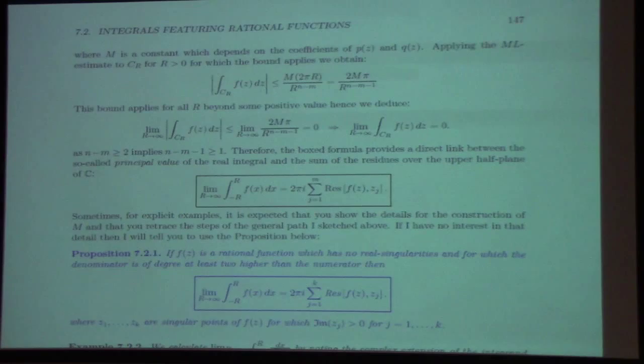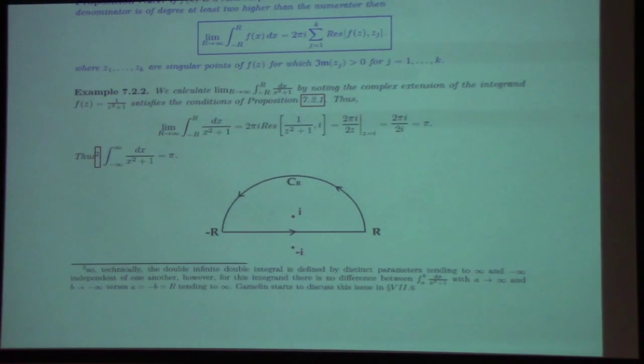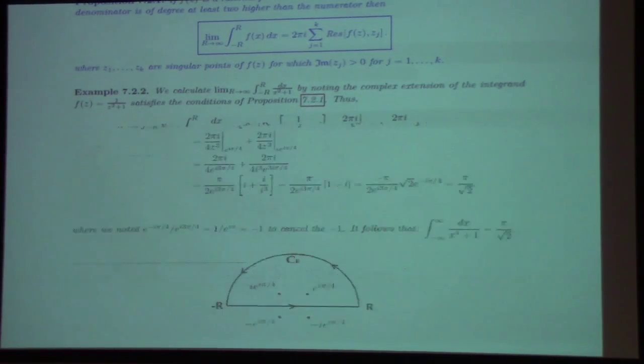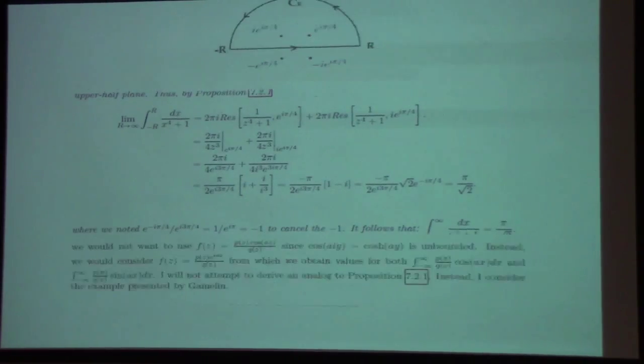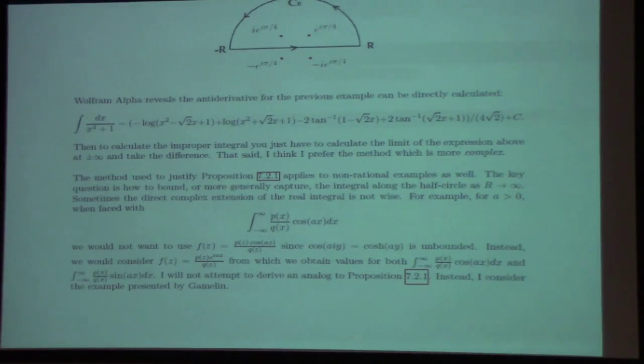So pretty much anytime you have a rational function of a real variable where the denominator has degree at least 2 more than the numerator, then you can apply that idea we did last time, because the ML theorem will give you that the integral of the complex function over that half circle goes to 0.